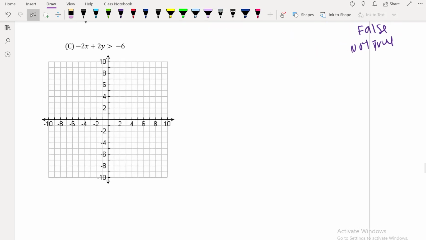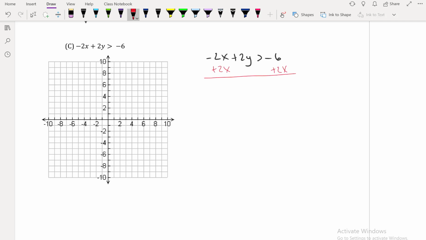Now let's look at letter C here. So for letter C, I have this equation, but it's not in that y equals mx plus b. So I have negative 2x plus 2y greater than negative 6. So to get the y isolated, I'm going to add 2x to both sides. That'll give me 2y greater than a positive 2x minus 6. From here, I can divide everything by 2 and get y is greater than 1x minus 3.